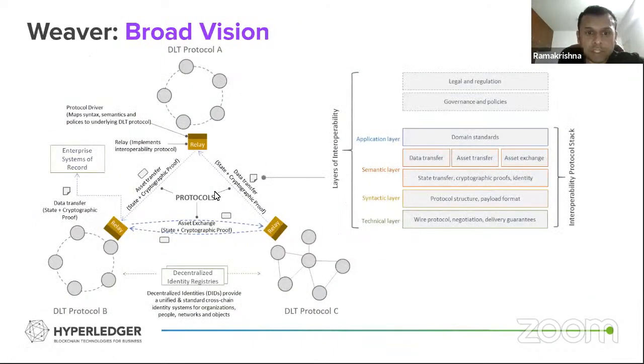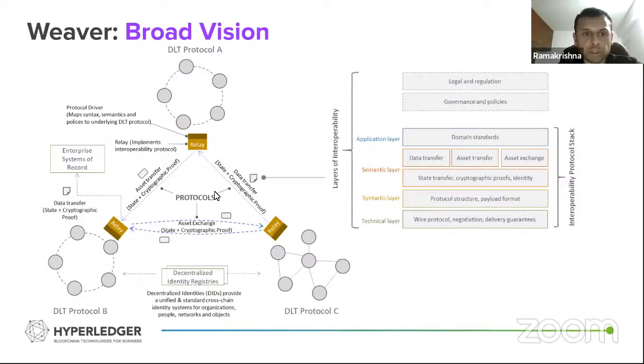So the diagram at the left looks complicated, but from the high level, you have three networks. What Weaver offers is an ability for these three networks to be able to run any kind of interoperation protocol that is drawn from the three use cases that I talked about, or the three modes: asset transfer, data transfer, and asset exchange. And the mediating entity, or you can call it a gateway for a network to be able to interoperate with another, is a component that we call the relay. It's a service that every network owns and exposes to the outside world.